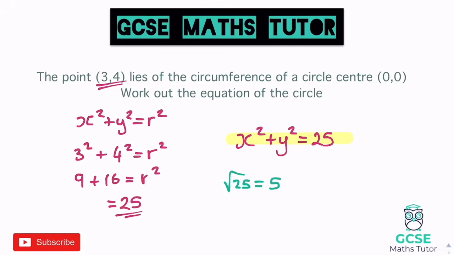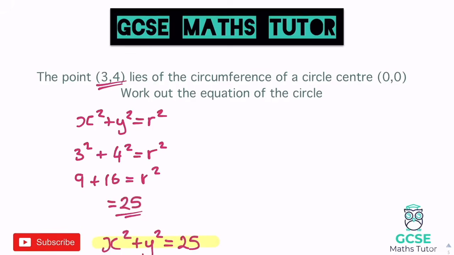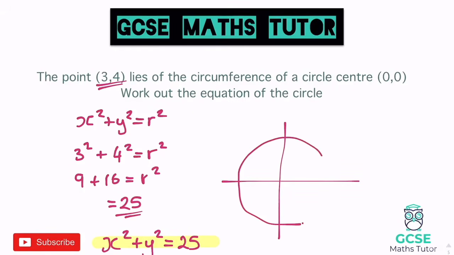Now, if the centre wasn't at (0, 0), it'd be a little bit trickier to do because we couldn't just sub it straight in. So we'll have a look at another way that you could look at this, where the circle is not at centre (0, 0). But if we think about this as a little diagram, I'm going to do a little sketch of this. So if we had our circle, we've got centre (0, 0), and (3, 4), let's just say it's up here.